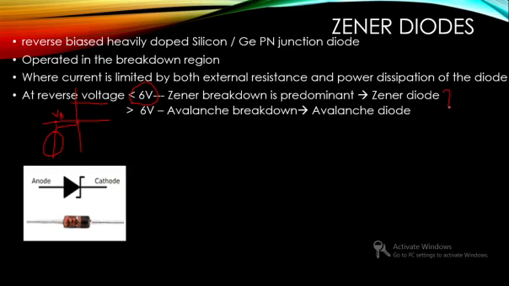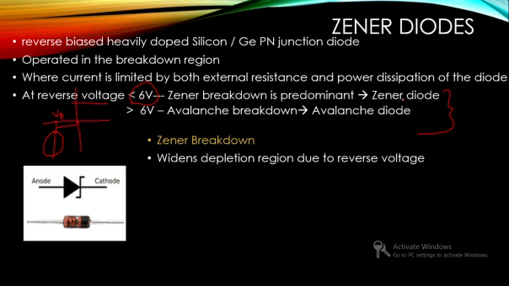But mostly we use the term Zener diode for the diode which is operated in the reverse biased case, irrespective of which breakdown is predominant. So the avalanche diode as well as the Zener diode can be called a Zener diode itself. So what happens when the diode is in Zener breakdown?